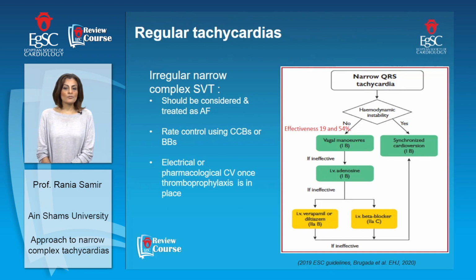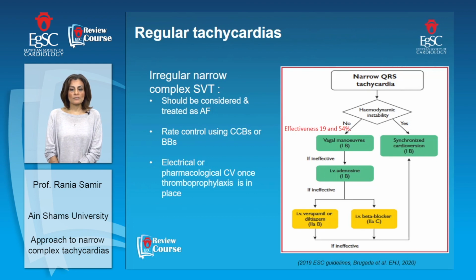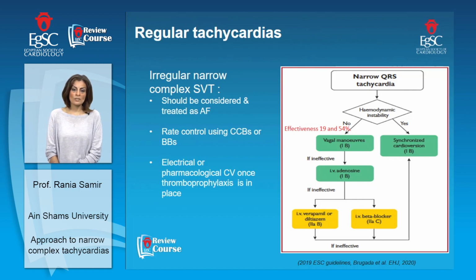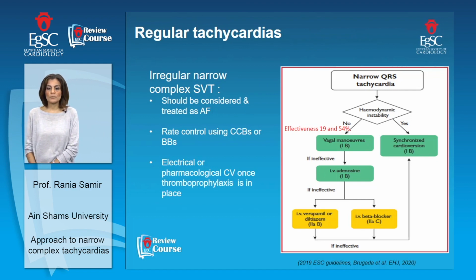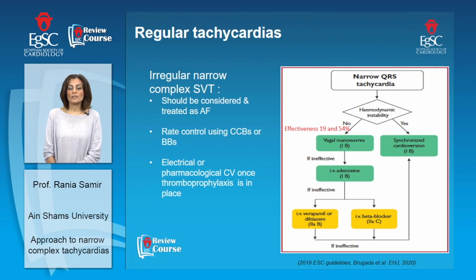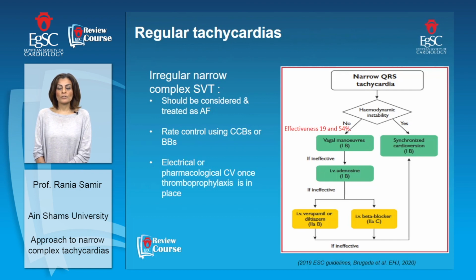These are physiological maneuvers that the patient can even use before going to the hospital. They have a wide range of effectiveness, reaching up to 50%, but in the majority of cases it doesn't succeed in terminating the tachycardia. If it turns out to be ineffective, you can use intravenous adenosine, which is the class 1 drug for termination of regular narrow complex tachycardia.